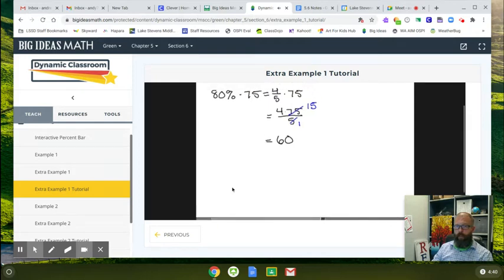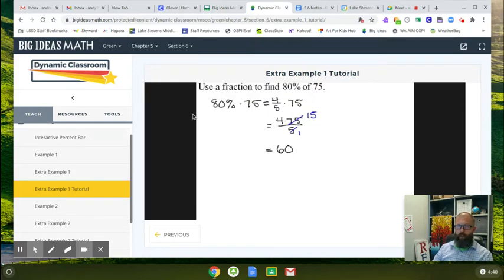Okay, she went super fast, so let me break it down a little slower. 80% of 75, usually an "of" means multiply. So 80%, she did 4/5. So that was 80 over 100 reduced to 4/5. So you can divide it by 2 and you get 40 over 50.